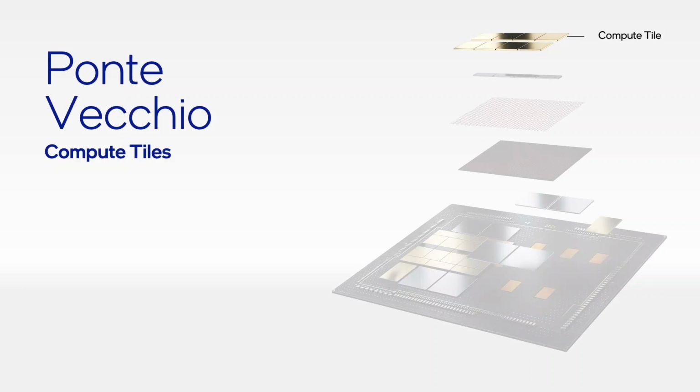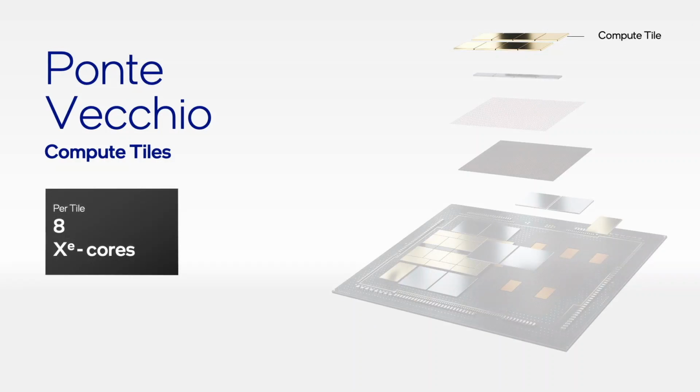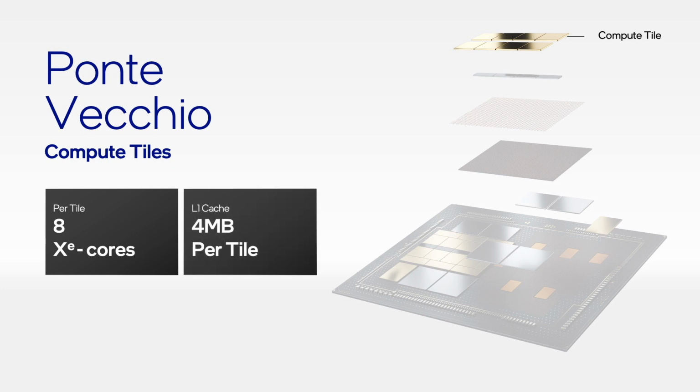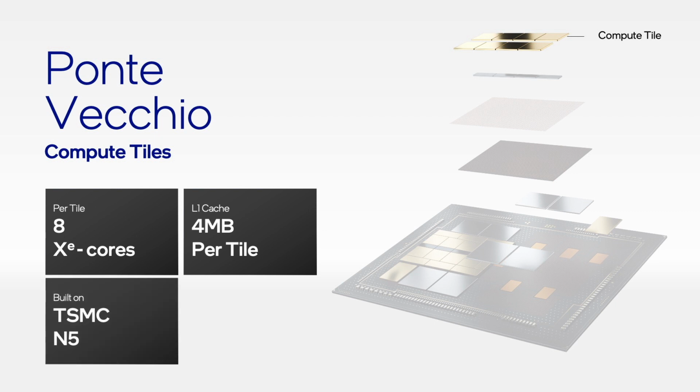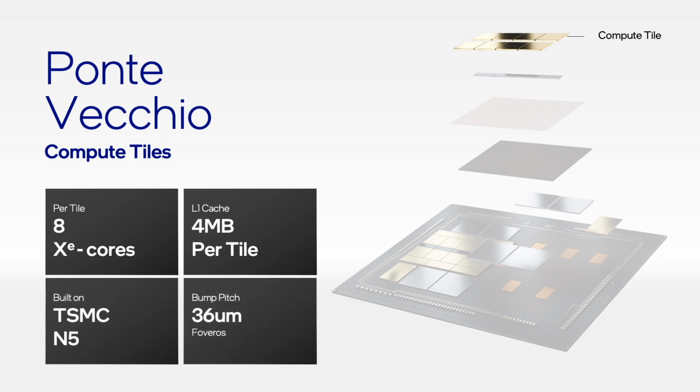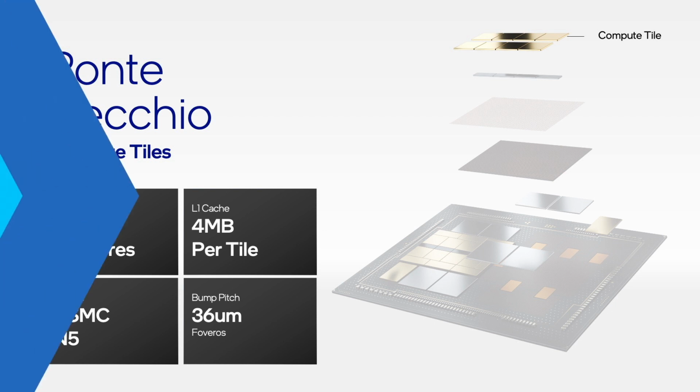The compute tile is a dense package of Xe cores and is the heart of Ponte Vecchio. One compute tile has eight Xe cores with a total of 4 megabytes of L1 cache. It's our key to delivering power-efficient compute. It is built on the most advanced TSMC process technology called N5. The tile has an extremely tight 36-micron bump pitch for 3D stacking with Foveros. We paved the way with the design infrastructure setup, tool flows, and methodology for this node at Intel.